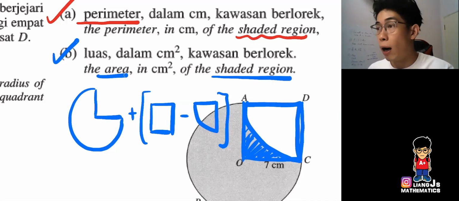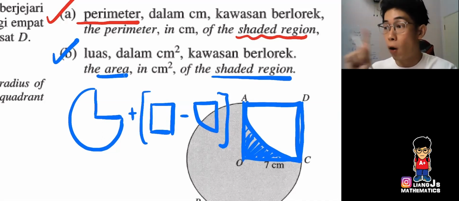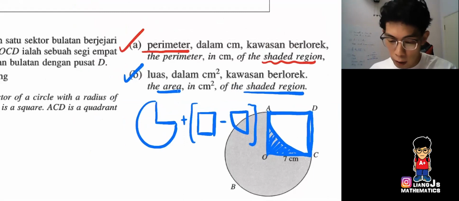Quadrant means 1/4 of a circle. Okay, let me take this away.